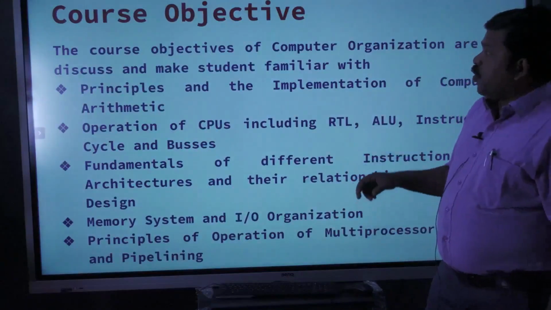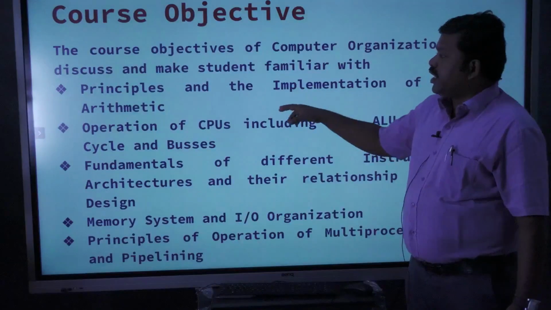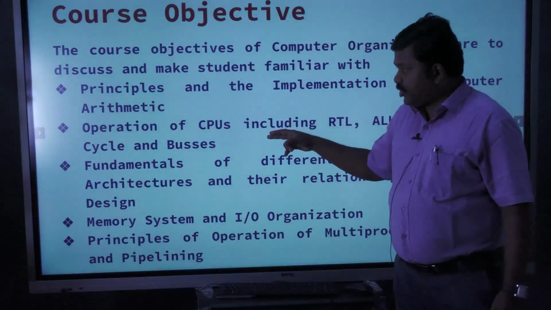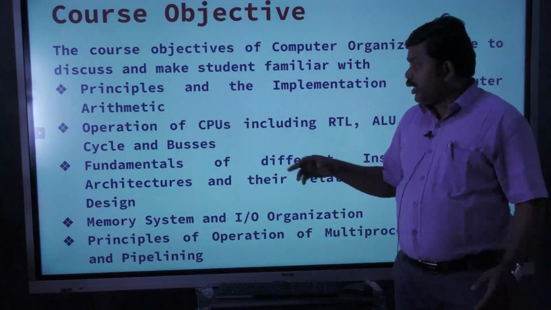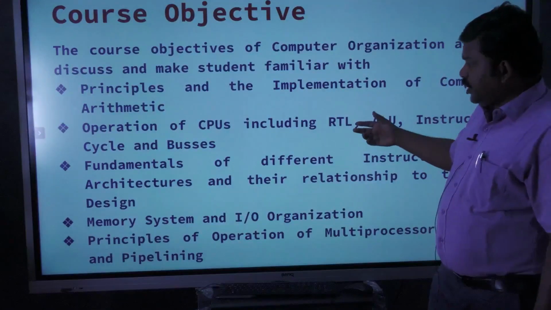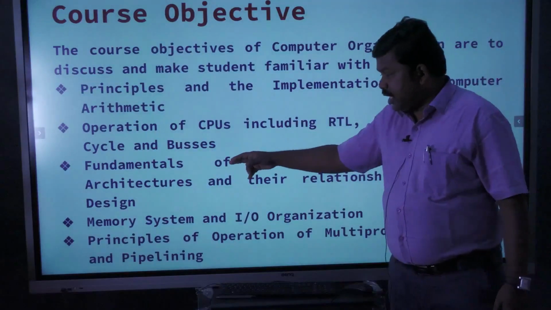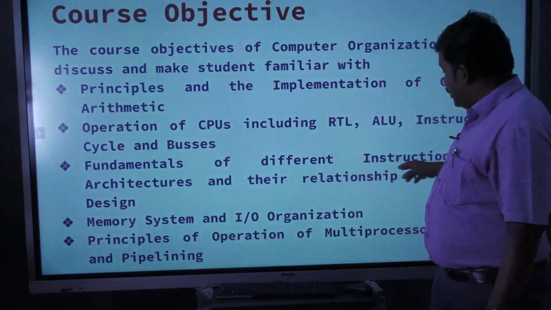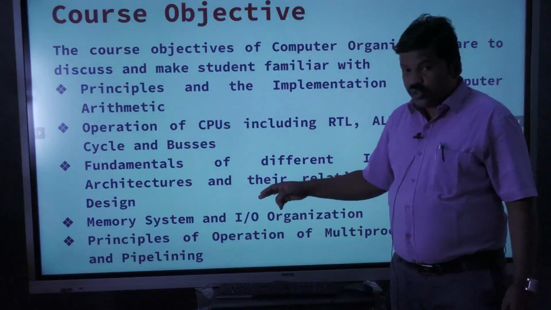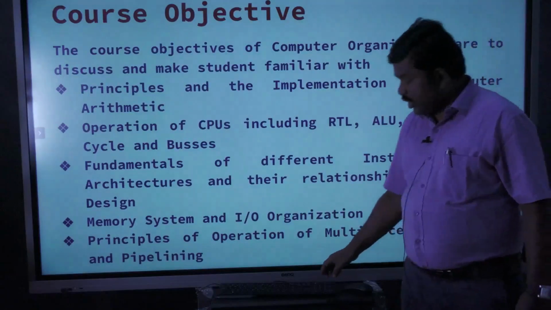What is the main objective? Why do we need to study the computer organization subject? This course will contain the principles and the implementation of computer arithmetic operations, and also how the CPU is organized and what are all the various operations of the CPU, including RTL, ALU, the instruction cycle and buses, and the fundamentals of different instruction set architectures like CISC and RISC architectures. Also how memory is organized, and the principles of the multiprocessor environment.